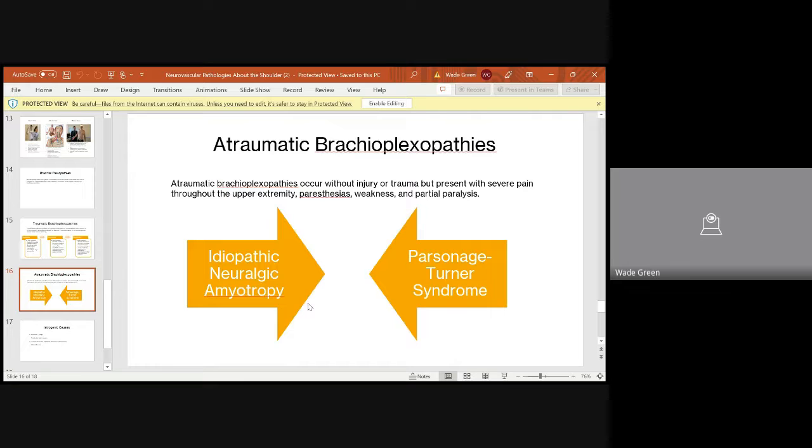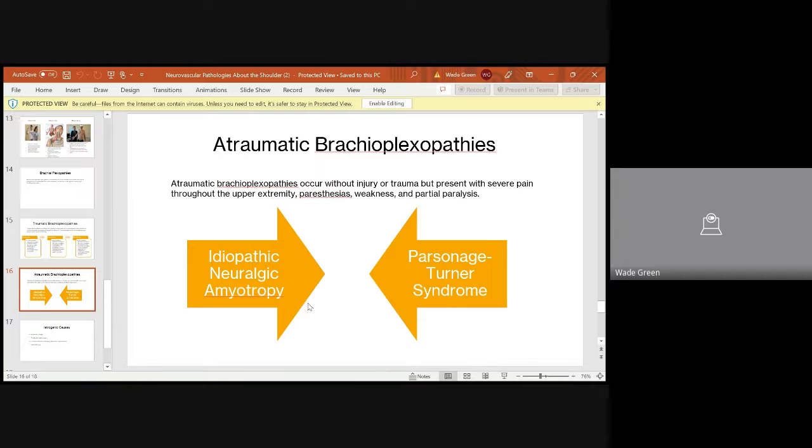Conversely, there's another pretty common cause of atraumatic brachioplexopathy known as Parsonage-Turner syndrome. Parsonage-Turner syndrome is a set of brachial plexus symptoms that occur generally at the same time as a viral illness. So it can occur secondary to a viral infection. If you see brachial plexus symptoms in concert with a viral illness, this is called Parsonage-Turner syndrome.